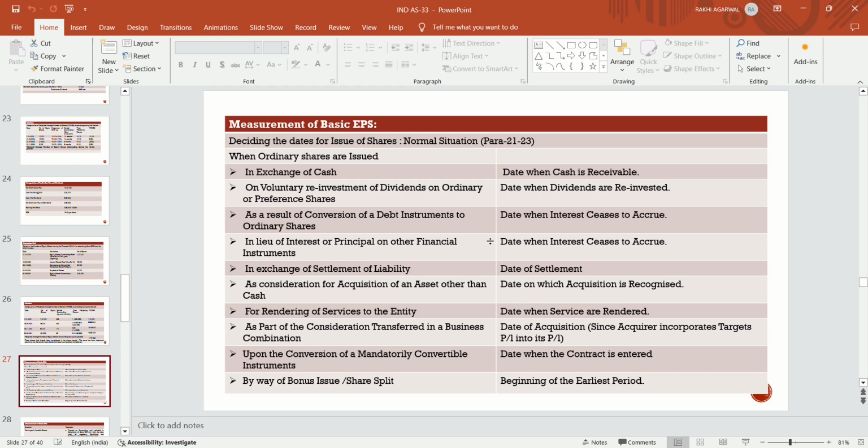If the entity issues shares by way of bonus or share splits to its investors, what date is to be considered for issuance of shares? The beginning of the earliest period for which the bonus is given. That date is to be taken for calculating the denominator, the weighted average.